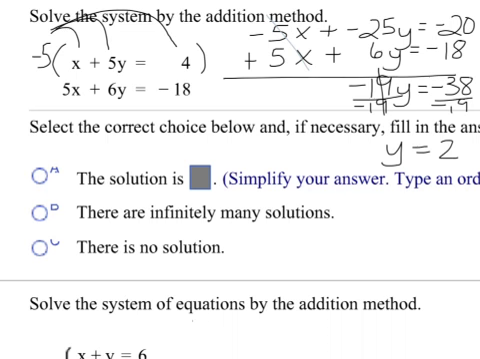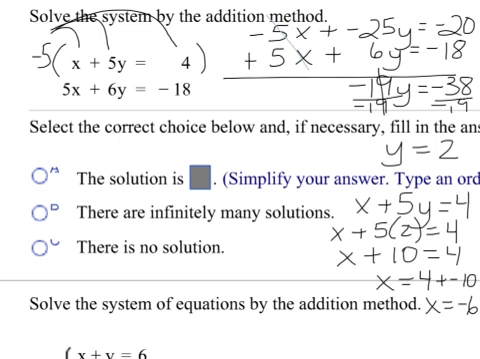Now I'll substitute to find x. Looks like the first equation is going to be the easiest. So when I put 2 in place of y, I have x plus 5 times 2 equals 4. 5 times 2 is 10, so x plus 10 equals 4. Move my like terms together, so x equals 4 plus negative 10. So x is equal to negative 6. So the solution to this system of equations is negative 6, 2.